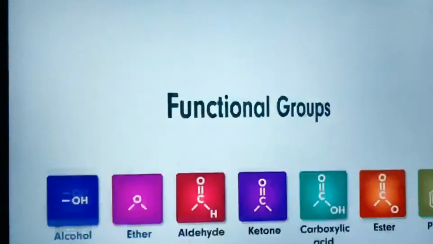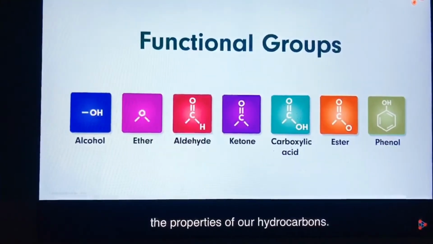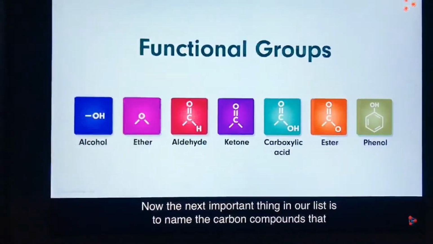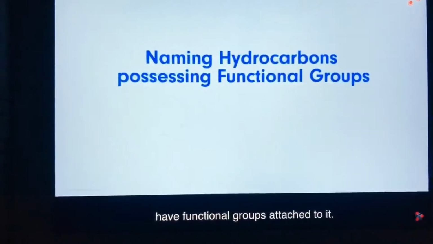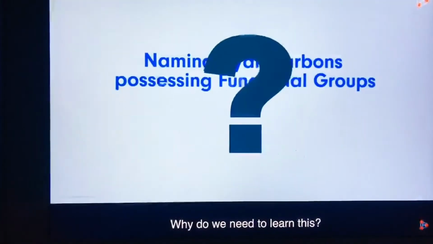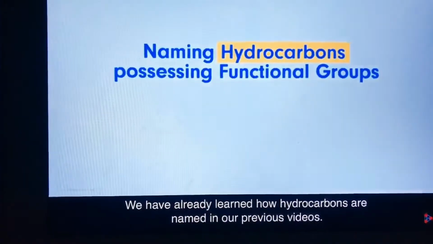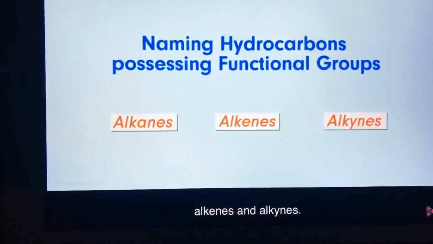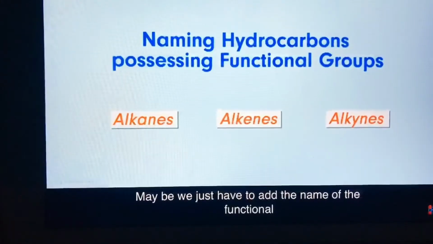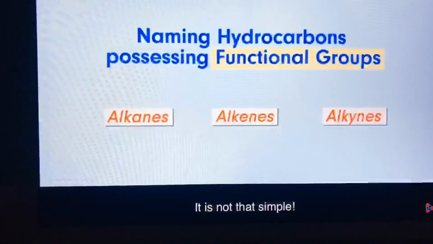By now, we are well versed with what functional groups are and how they affect the properties of our hydrocarbons. Now, the next important thing is to name the carbon compounds that have functional groups attached to them. Why do we need to learn this? We have already learned how hydrocarbons are named in our previous videos. We have studied the nomenclature of alkanes, alkenes, and alkynes. Maybe we just have to add the name of the functional group attached to it, right? No, it's not that simple.